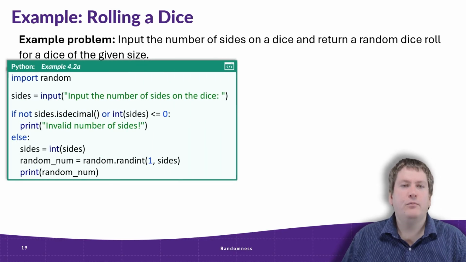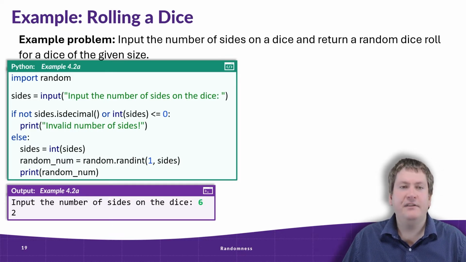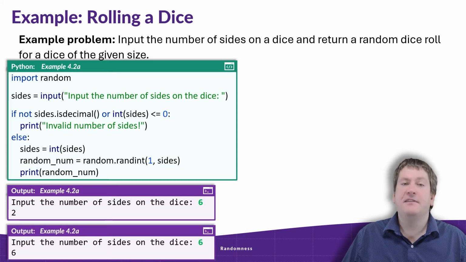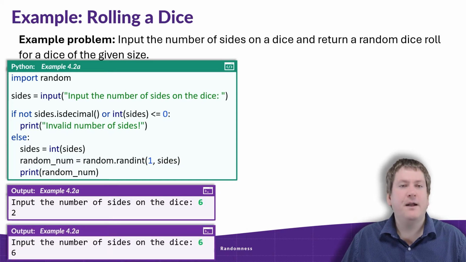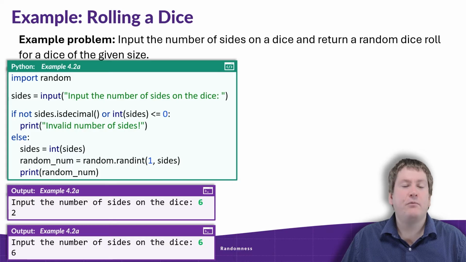So here's the program. We'll go through it in a second. But the important thing here is each time we run this, we could get a different result, even for the same inputs. So for example, if we ran it and we put a 6 in for a 6-sided dice, we might get 2 the first time we run it. But if we run it again and give the same input, a 6, the next time we might get a 6 as an output. The reason why is we're importing that random module, and we're using the randint function to get a pseudo-randomly generated number. So let's see how this works.